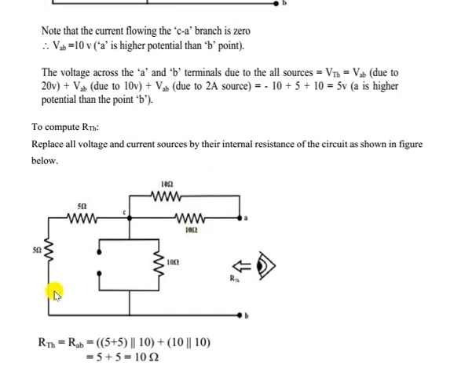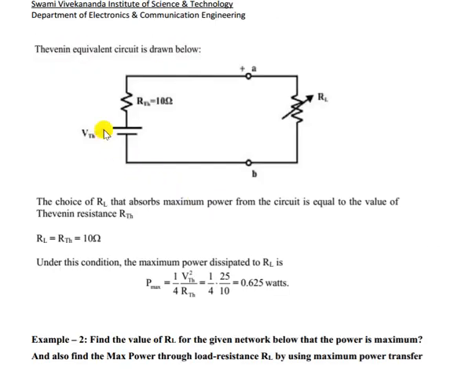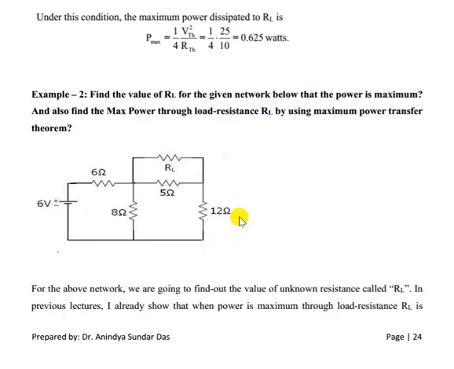Now, by deactivating the independent sources, we can calculate the RTH value. This is 5 plus 5, 10, in parallel with 10, so that becomes 5, then in series with the parallel resistance of 10 and 10, so it gives you a result of 10 ohm. So this is VTH, RTH and RL. Then what is the condition for RL to get maximum power transfer? RL should be equal to RTH, so RL should be 10 ohm. Then P max equals VTH square divided by 4 RTH. So you get that in watts.